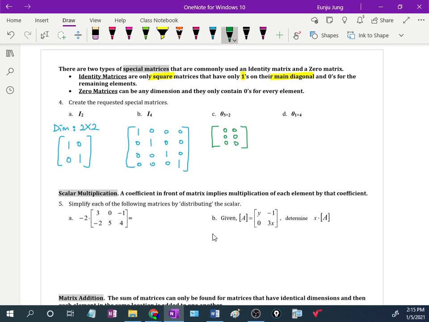Last one, zero matrix, 1 by 4. How many rows? 1 row. How many columns? 4 columns. So 0, 0, 0, 0. That's it. With the bracket, okay? Bracket is the notation for matrix.